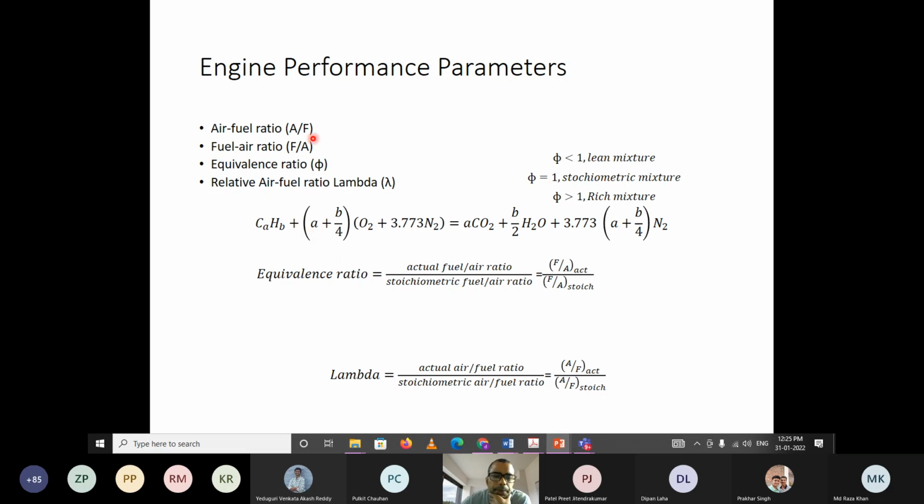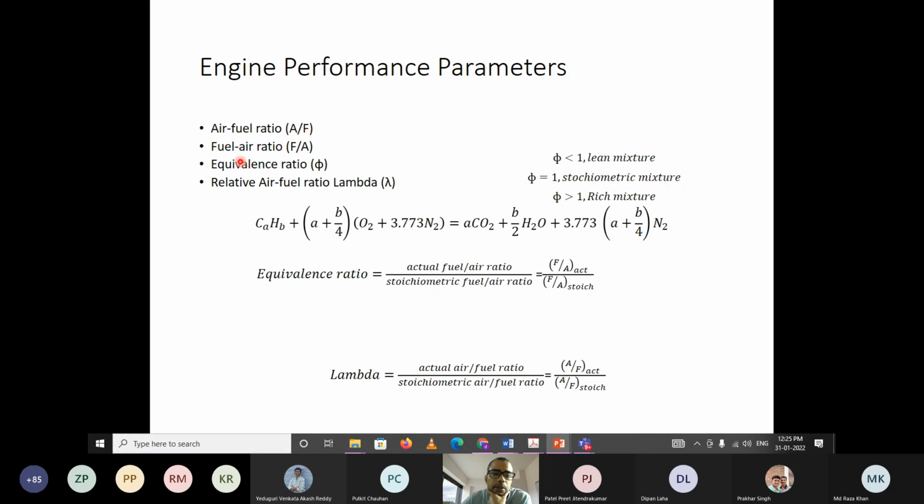So therefore, we need to find out, for a given fuel, what is the stoichiometric air fuel ratio or what is the air fuel ratio. When the engine is running, we also have to calculate what is the air fuel ratio.